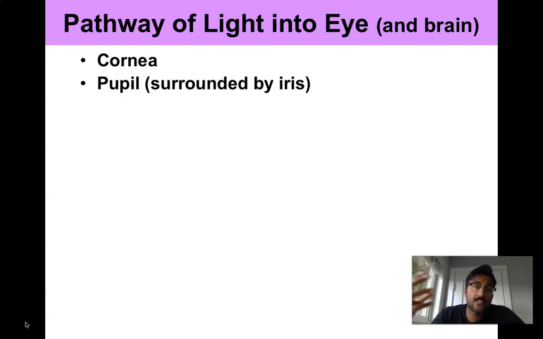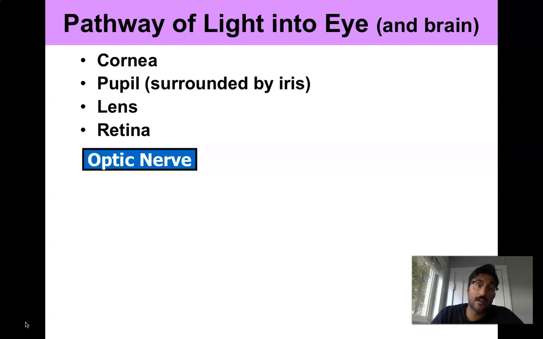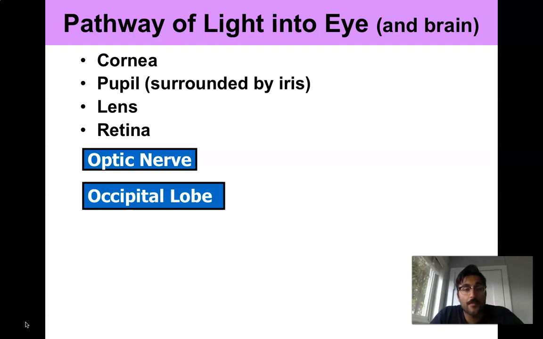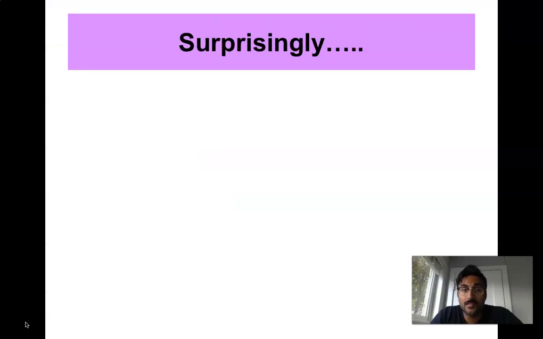Basically, light is going to hit the cornea, go through the pupil, which is surrounded by that colorful iris. It'll hit the lens. The lens will change shape accordingly to hit the light as directly onto the fovea centralis of the retina as possible. It will then go through the optic nerves, then the occipital lobe of the brain, where it'll get processed as light.